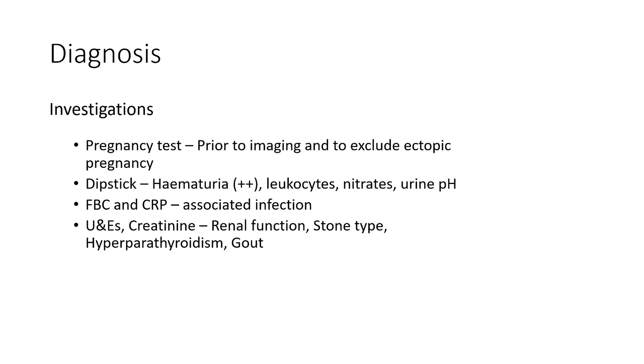High pH would suggest struvite stone. Low pH would suggest uric acid stones. A blood test for urea and creatinine, including sodium, calcium, and uric acid, will also help identify the type of stone and investigate for two predisposing conditions: hyperparathyroidism and gout.